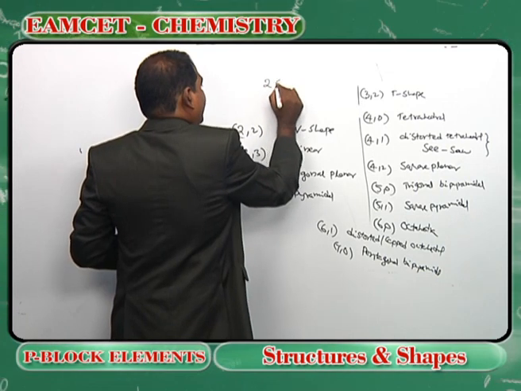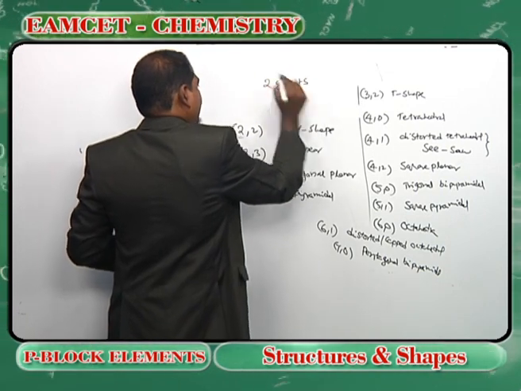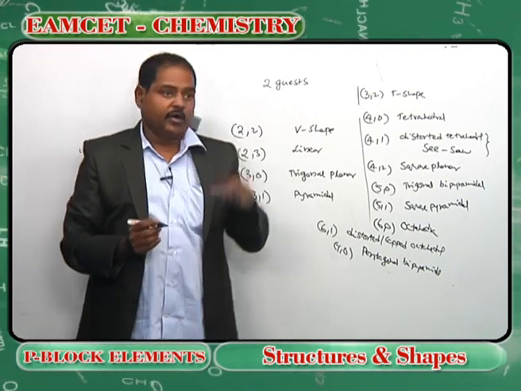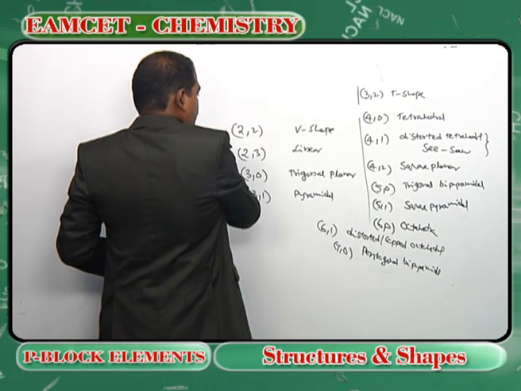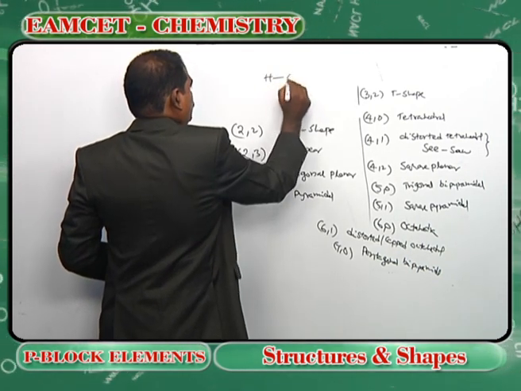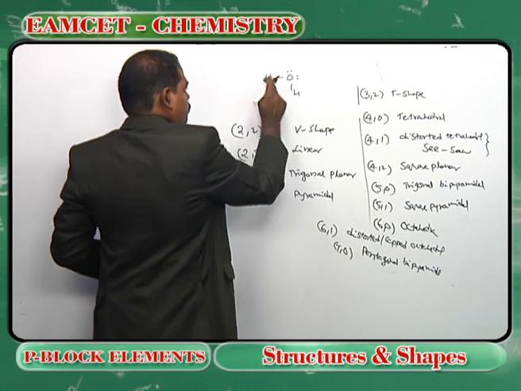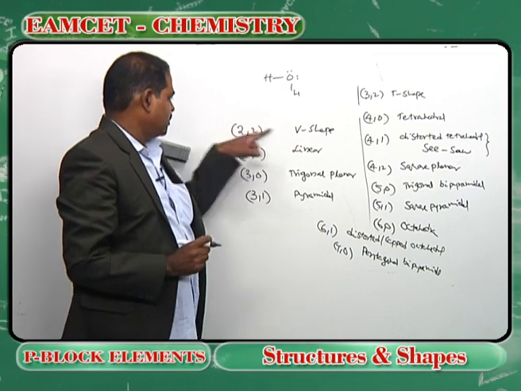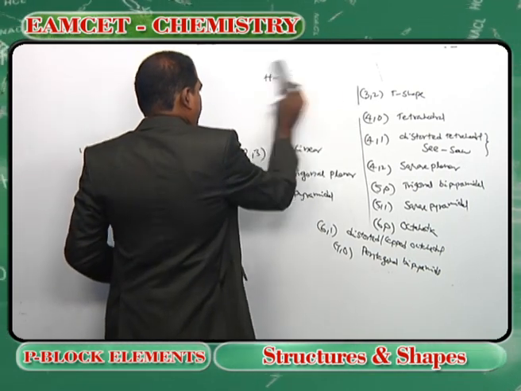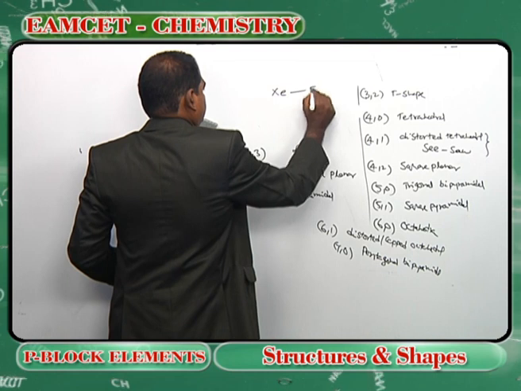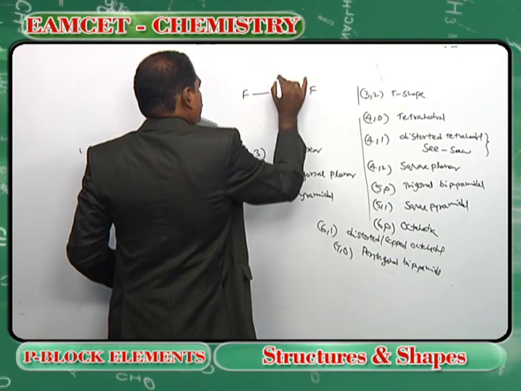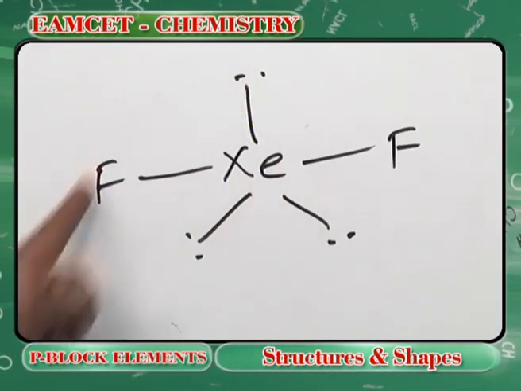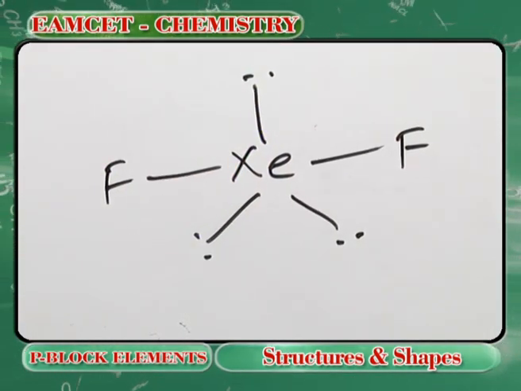Bond pair means 2 guest atoms. The incoming terminal atoms are called guests. They are called bonded atoms. 2 guests. 2, 2 H2O, you can see 2 bond pairs. This is a bond, this is a bond, this is lone, this is lone. 2 bond pairs, 2 lone pairs. 2, 3 XeF2. In XeF2, you have too many lone pairs here. 2 bond pairs, 3 lone pairs. 2, 3. So once again linear.